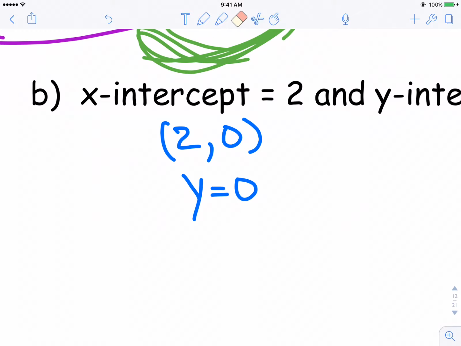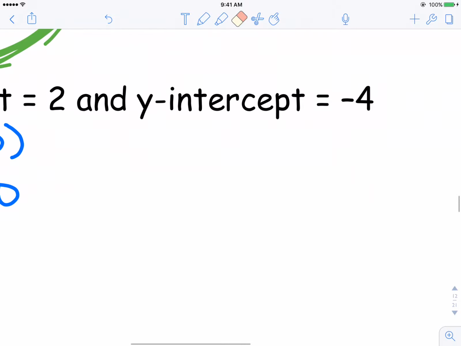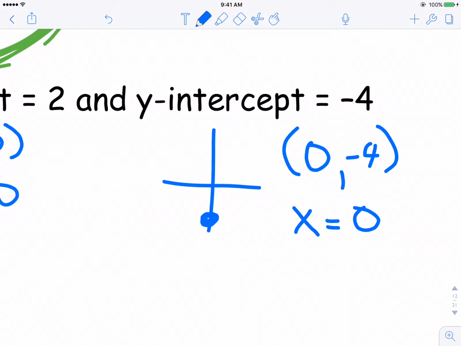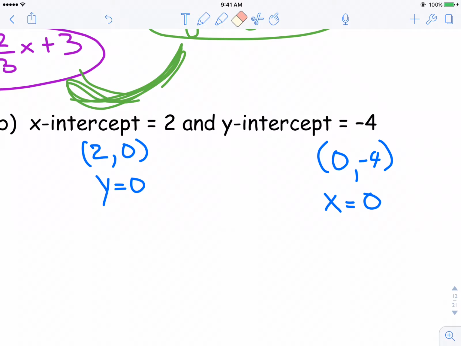Okay. Similarly, for the y-intercept, that means that we have an equation of a line and it crosses the y-axis somewhere down here at -4. Again, having special coordinates of 0, -4. X is always equal to 0 for the y-intercept. Now I have 2 coordinate points.